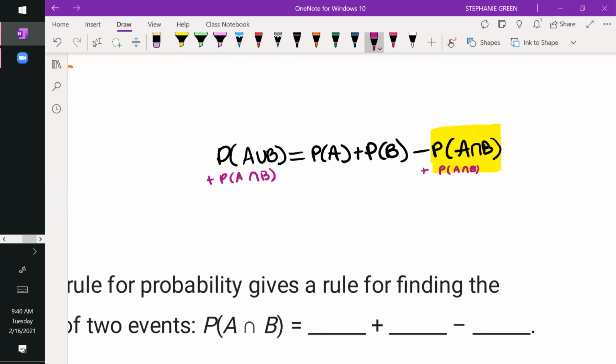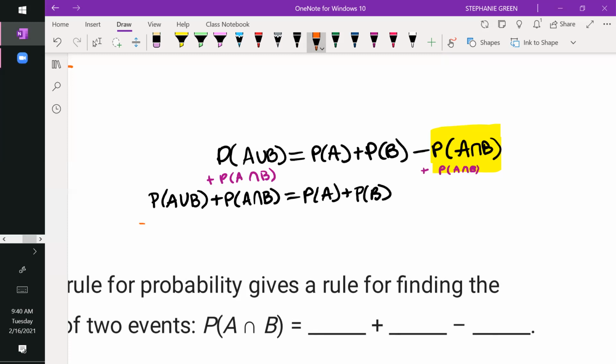And then I'm going to subtract. Here, I'll write that out first. So that gives me the probability of A union B plus the probability of A intersect B equals the sum of the probabilities. And then subtract off this union part now. So I'm left with an equation for the intersection instead.